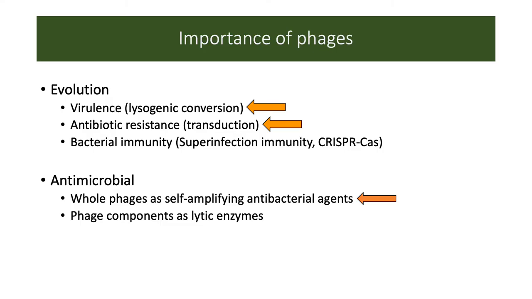Now, phages can contribute to bacterial virulence through a process called lysogenic conversion, and they can contribute to antibiotic resistance through a process called transduction. And these are two things that we will focus on in this taster lecture today. But just so you know, phages are also important in conferring immunity to bacteria. So bacteria also have their own immune system. It's a very simple version compared to humans, but bacteria can be immune to phage infections.